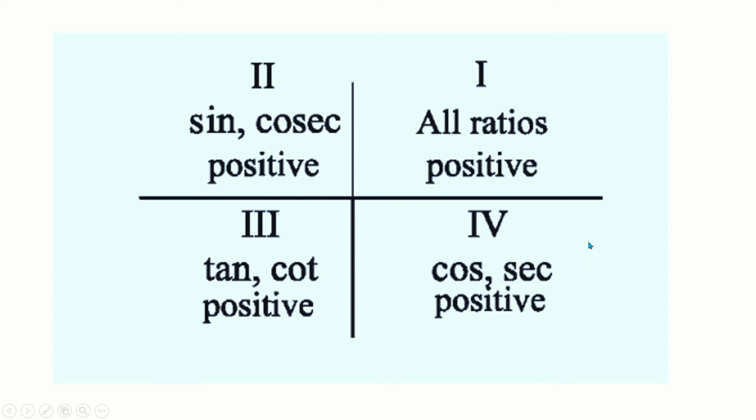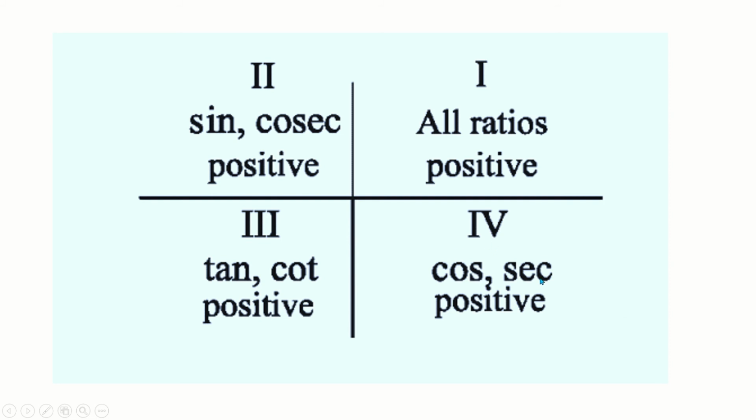And the others involve base and perpendicular. Here the perpendicular is the vertical line, the y axis, which is negative, so negative by positive is negative. That means perpendicular by base, tan, is negative, and base by perpendicular, cot, is negative. Also perpendicular divided by hypotenuse, negative by positive, is negative. So sine and cosec are negative, and here only cos and sec are positive.